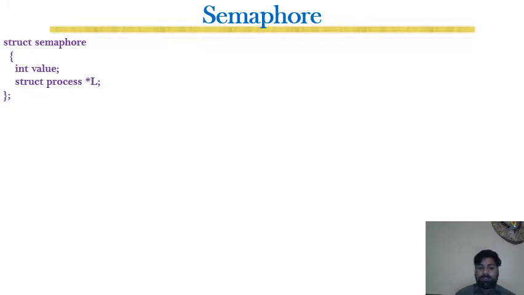So here is the new definition. In the previous definition we said that a semaphore is just a variable, but now a semaphore is a composite of an integer value and a pointer to a list. So it is a structure and it has an integer value, and another structure of processes, of type process, which is a pointer to L, a pointer to a list of processes.